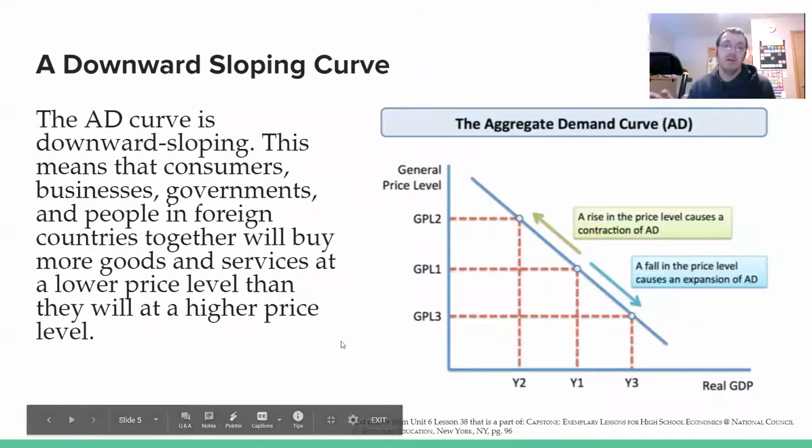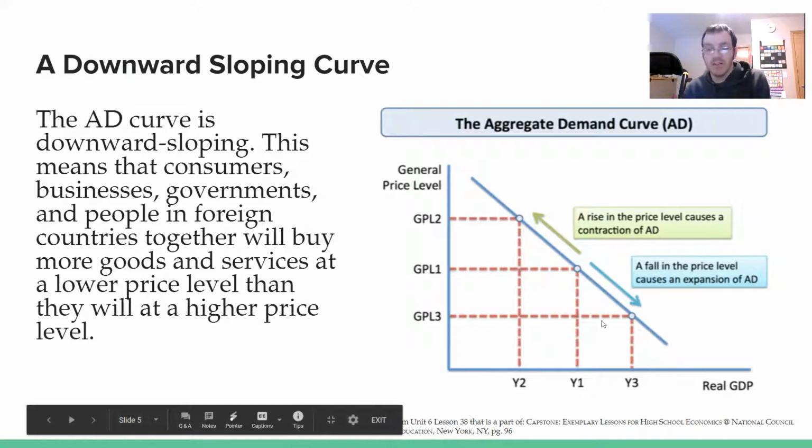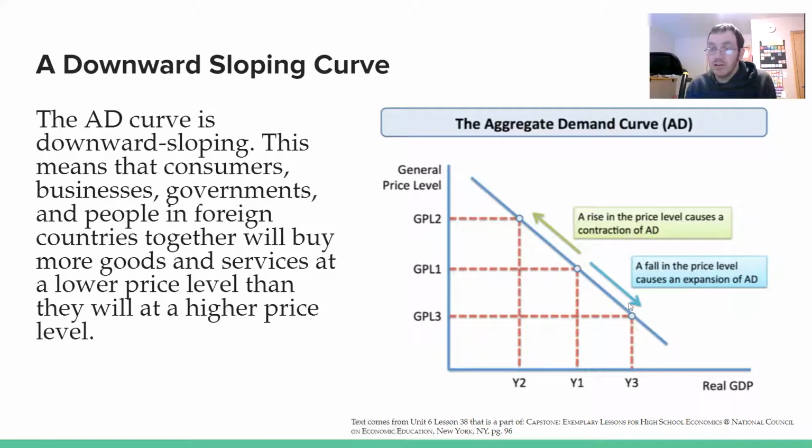So the aggregate demand curve is downward sloping. As we said, this means consumers, businesses, governments, and people in foreign countries together will buy more goods and services at lower prices than they will at higher prices. I don't think there's anything surprising about this. You and I buy more when prices are lower. Government wants to buy more. Businesses want to buy more when prices are lower. And so as the prices drop, we usually see more real GDP growth.